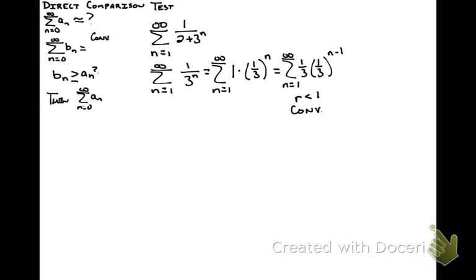Now, by the direct comparison test, since this series, we'll call this series B of n, is always going to be bigger or equal to A of n, we know for a fact that the series we are talking about converges.